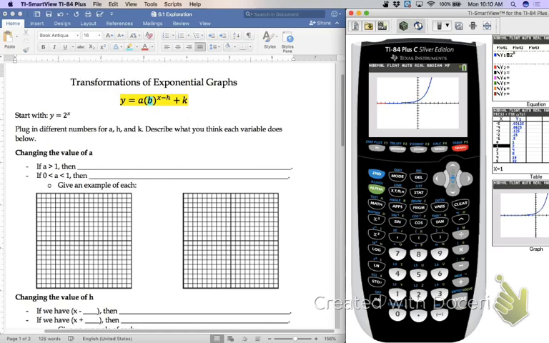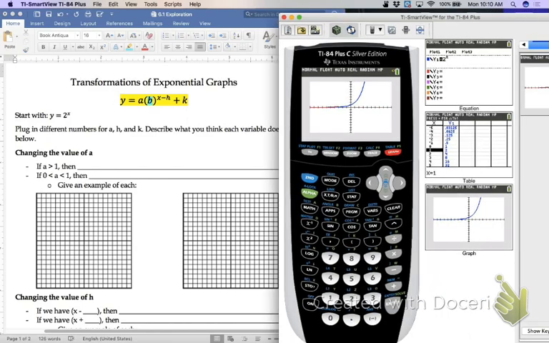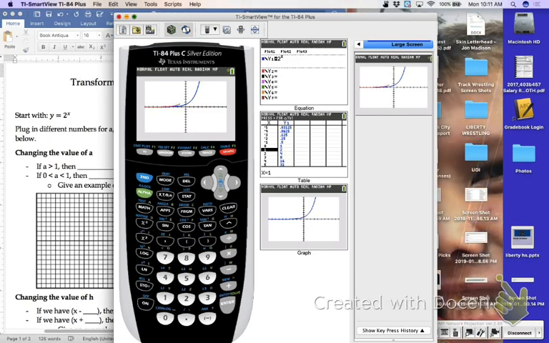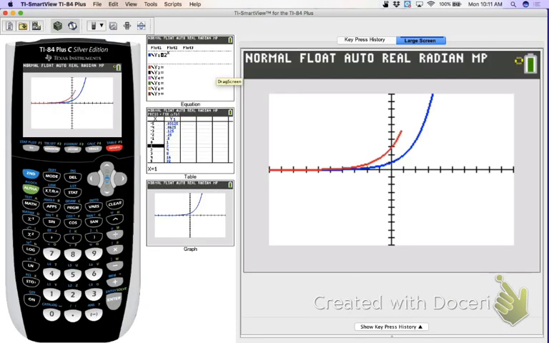So if the blue one was my original, the red one is my new one. What happens?